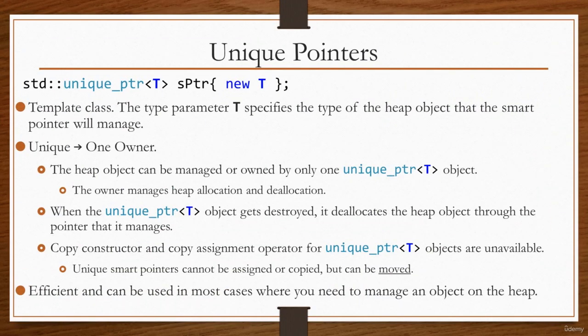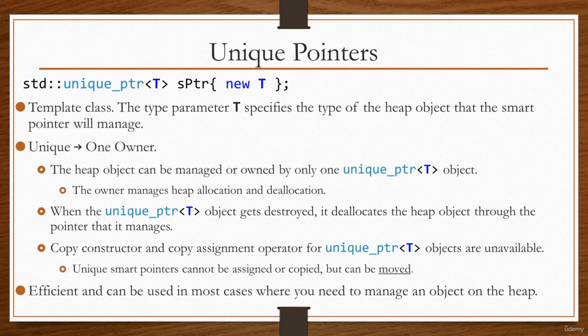Now that we have a basic understanding of smart pointers, I want to introduce you to the unique pointer. Now the smart pointers are defined in the standard namespace. You can see I do std and the scope resolution operator just to emphasize that. And then for the unique pointer we do unique_ptr, and this is a template class, so we do the opening and closing angle brackets. The type parameter T is going to specify the type of the heap object that the smart object will manage. I'll talk more about the declaration and initialization syntax a bit later on through actual examples.